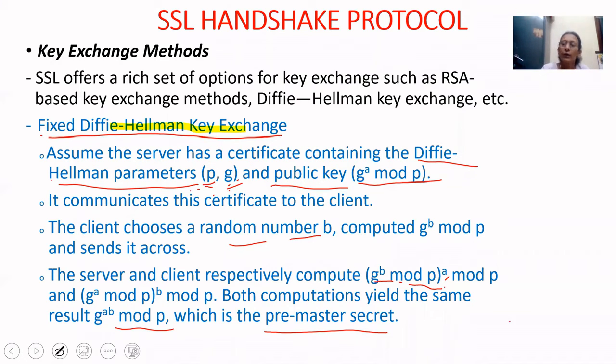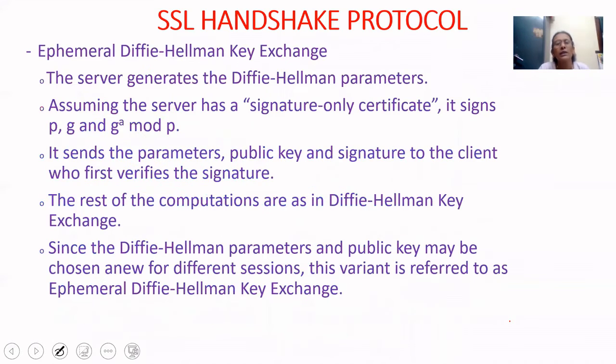Now you have a second Diffie-Hellman key exchange method that is possible with SSL. That is the ephemeral Diffie-Hellman key exchange. What do you mean by ephemeral? Ephemeral means temporary. Only for that particular session, this key will be used. The server generates the Diffie-Hellman parameters. Now it has got a signature only certificate.